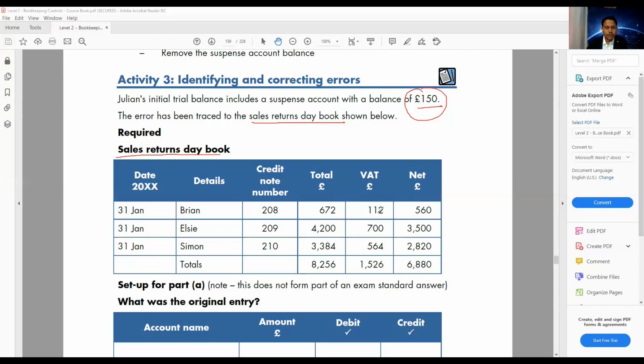So where is the mistake? We don't know. Let's find it out. From here, we need to find the mistake. How can we find the mistake from here? We need to check every single entry. I'm going to add this 3, add this 3, and add this 3 to check whether the total is correct or not. Can you check that? Like 672 plus 4,200 plus 3,384, how much is it? Is it 8,256 or something else? Because there's a mistake in this book. So I need to identify where the mistake is, on the total or on the VAT or on the net. Where is the mistake? Check the mistake.